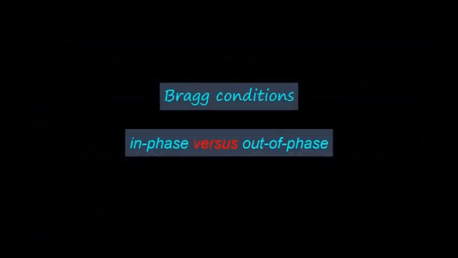The Bragg condition is satisfied when the reflected waves are in phase. If the emerging reflected waves have opposite phase, no reflected intensity will be observed. That is to say, Bragg's law and Bragg conditions are not fulfilled.